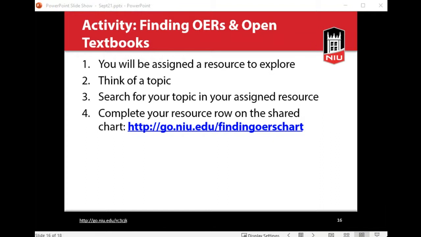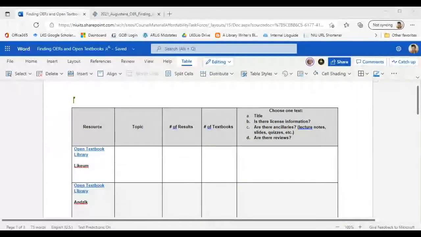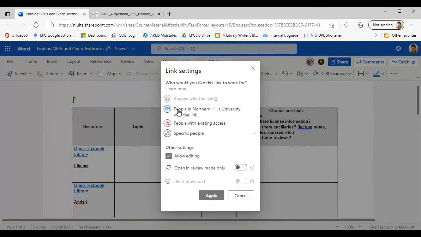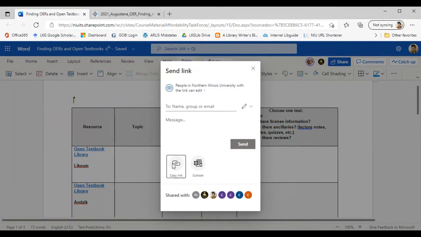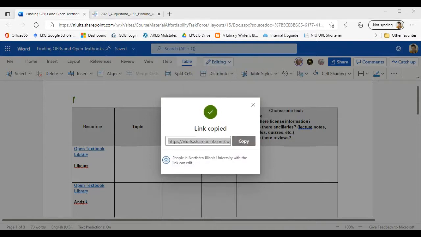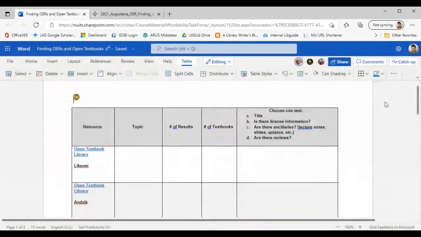So I'm going to stop sharing this PowerPoint and show the chart. Let me fix that. I think it might ask you to log in with your ID and password. Oh, great.